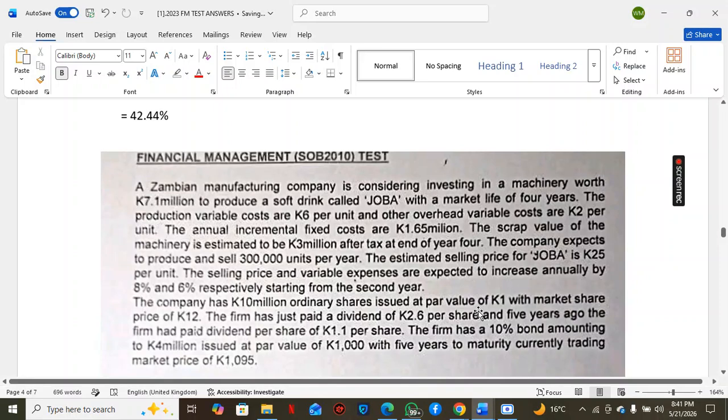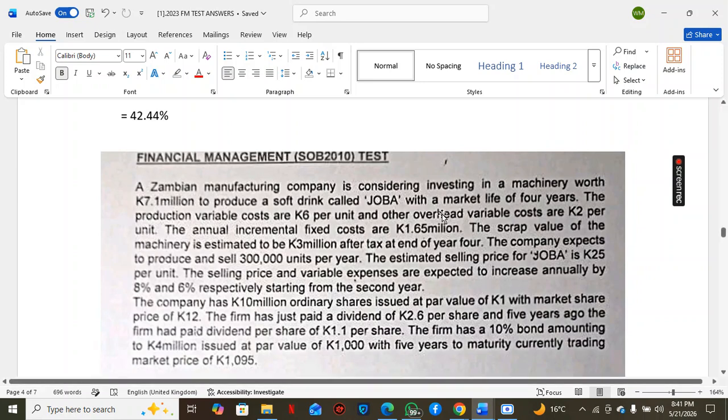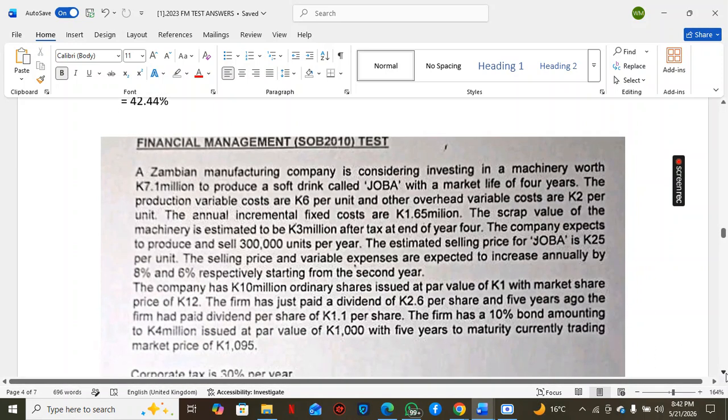So remember, yes, that's correct, sir. Scrap value is how much the machine is worth after its useful life. So the cost of this machine is 7.1 million. The scrap value is 3 million. Useful life, 4 years. With these type of questions, what I advise, as you read through them, underline with your pen and jot down 'data collected', so that once you start solving, you know where to get the figures from. Okay, colleagues?